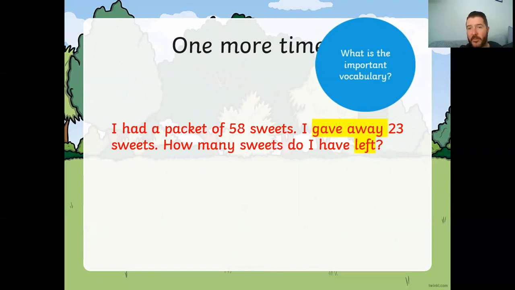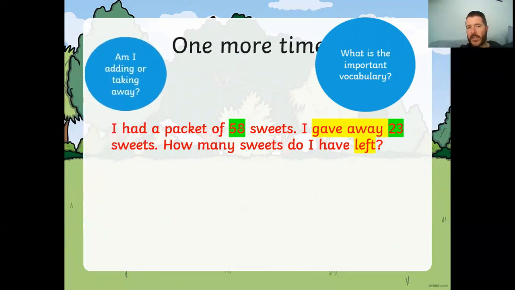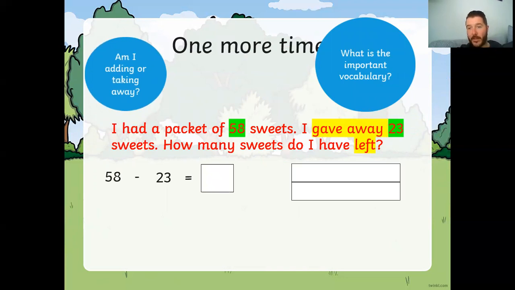And what are our important numbers? That's right, 58 and 23. So am I adding or taking away? Well, gave away and left lets us know we're taking away, doesn't it? So we're doing 58, take away, 23 equals something. We use our bar model.